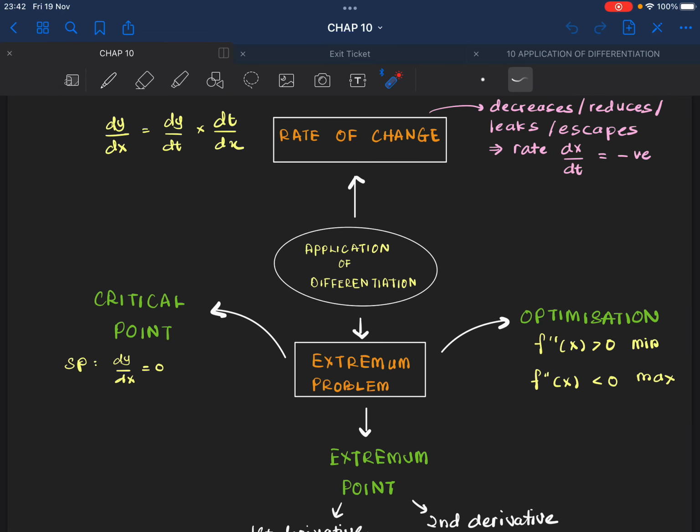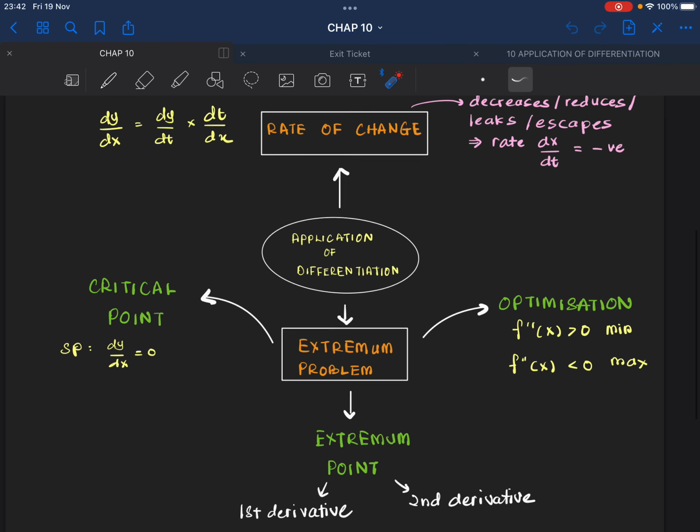So now we are going to enter a new chapter, application of differentiation. What you have already learned in chapter 9, differentiation, will be applied in chapter 10 as well. Talking about application, obviously, it is about a real life problem.